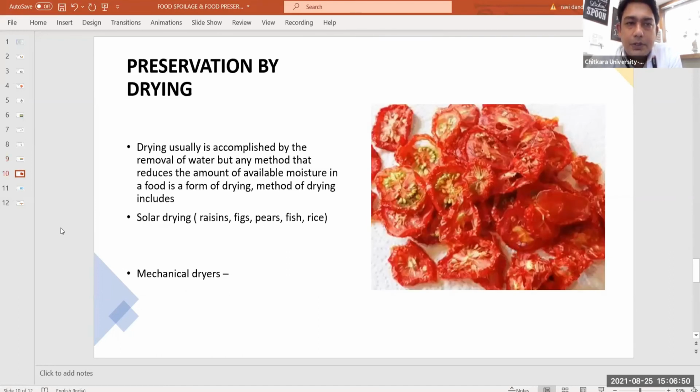And the next method is preservation by drying. And what does this mean? You must have seen in Rajasthan, this is a practice where they keep drying everything, or maybe at my home also.